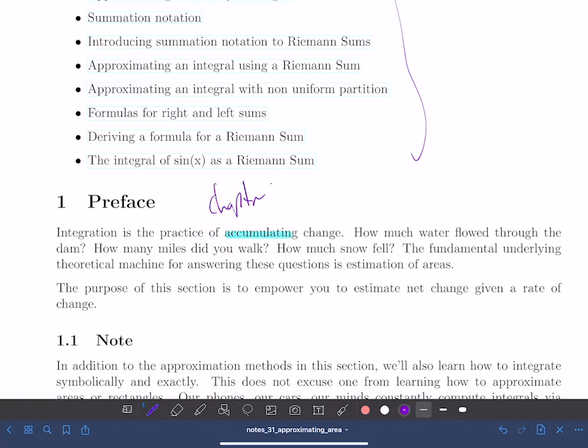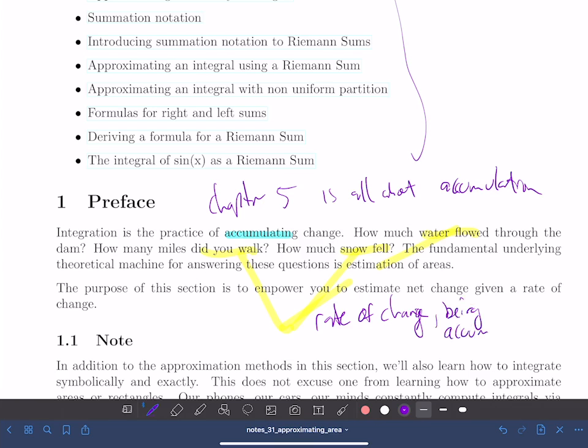Chapter 5, I don't know where I got 3 from. Chapter 5 is all about accumulation. So in each of these scenarios, there's water flowing, there's miles walking, there's snow falling, and in each of those instances, there is a rate of change, and we are being accumulated. So this is all about accumulation.